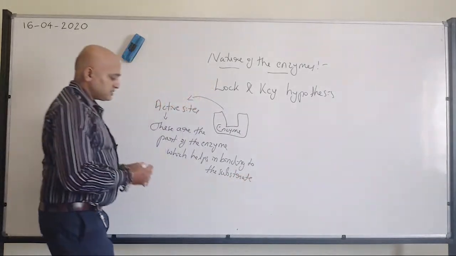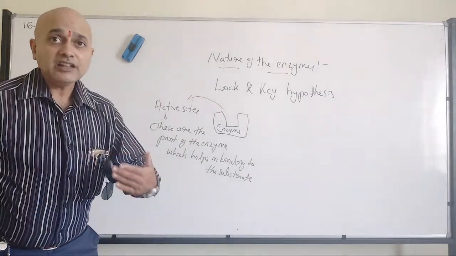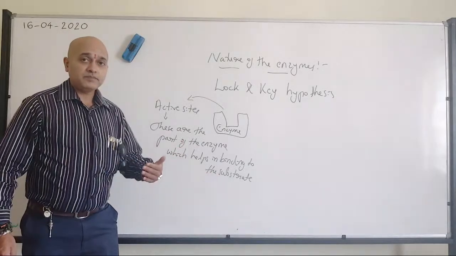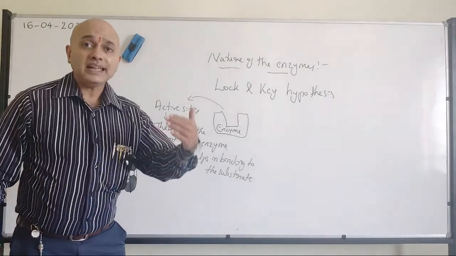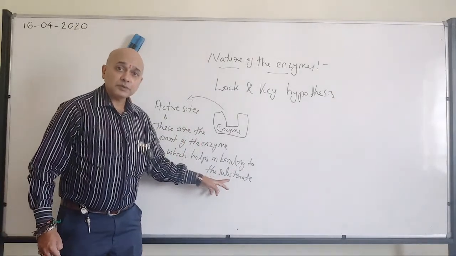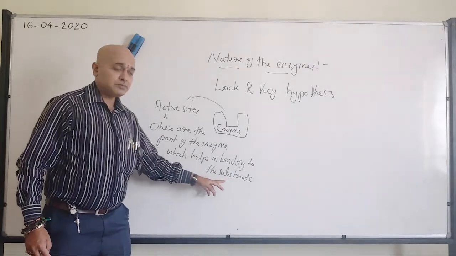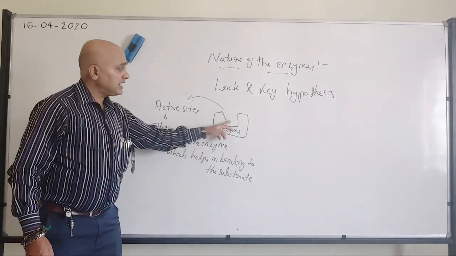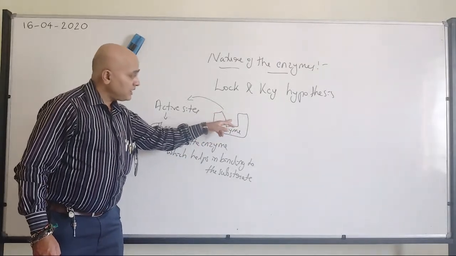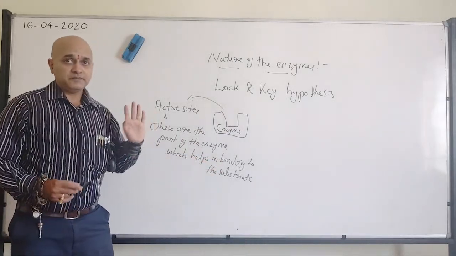What do you mean by substrate? Substrate is nothing but reactants. In a regular chemical reaction, we call them reactants. But when we are talking about an enzyme catalyzed reaction, we call the reactant a substrate. Got my point? So the active site is the part of the enzyme, not the whole enzyme. It is the part which helps in binding to the substrate.